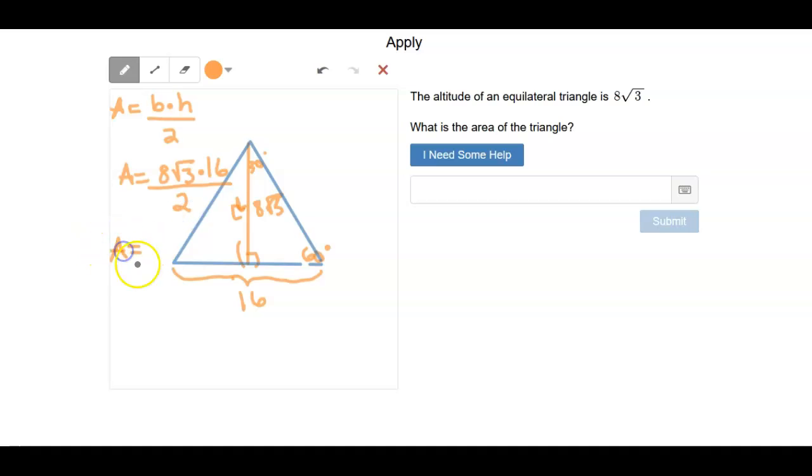So if we take 8 times 16, we get 128. We can't do anything with that square root of 3. It's just going to tag along at the end. But then we have to divide that by 2. And so we can't divide 3 by 2 because this is a radical. This one isn't. But I can divide 128 by 2, which is 64. So the area of this triangle is 64 square roots of 3.